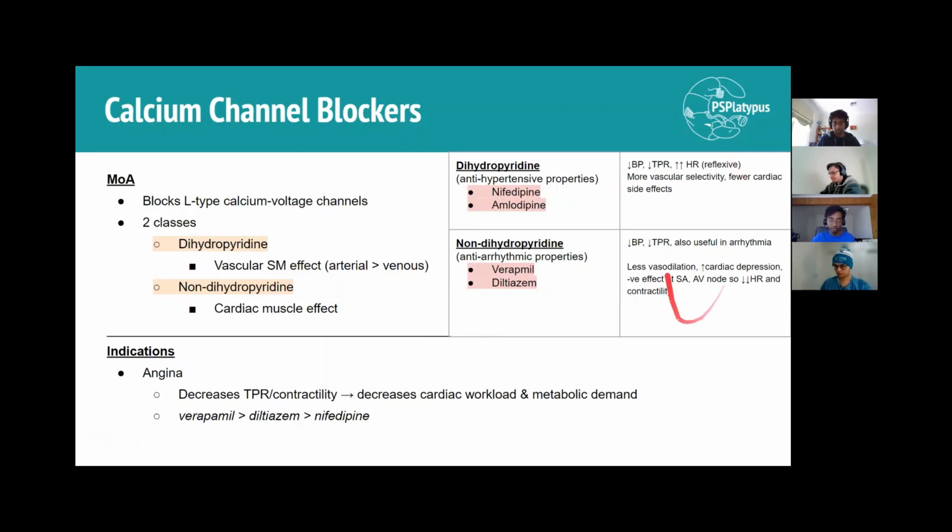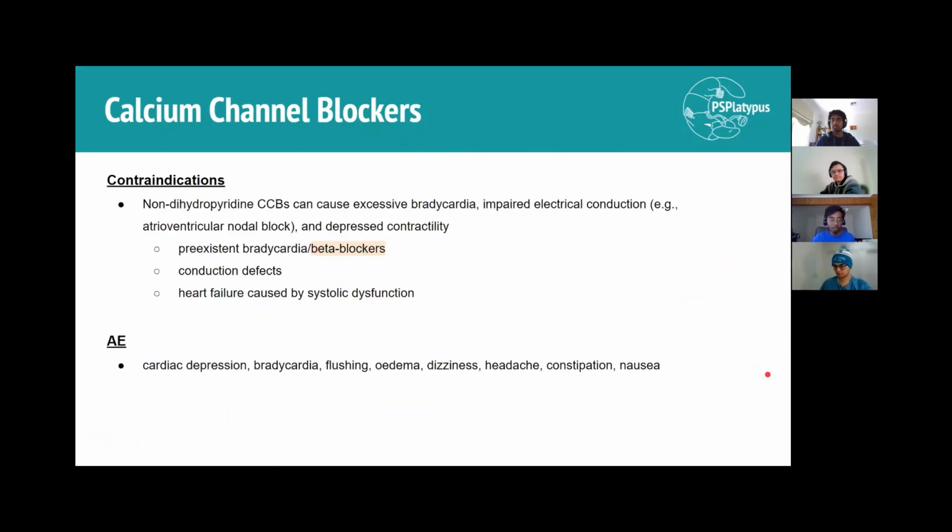And here's a bit more detail on how they work. As for contraindications, we know that non-DHP works specifically on the heart, so it can cause excessive bradycardia and potentially impair electrical conduction, depress contractility. So if you're using stuff like beta blockers alongside it, which already causes bradycardia, this would exacerbate it, so you don't want to use them together. So we have to be careful there.